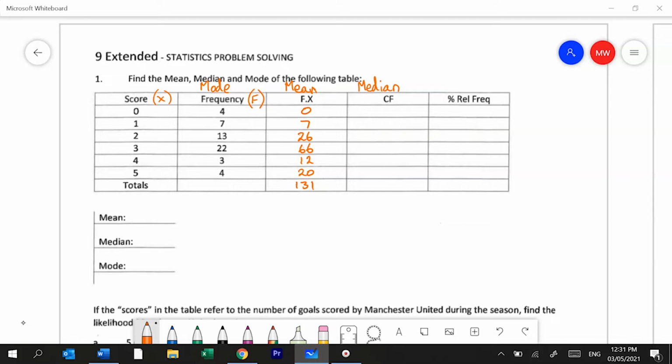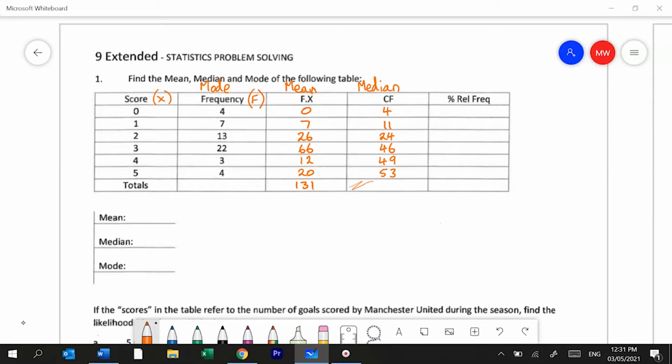Okay. Next, we're going to do the cumulative frequency column. Cumulative means growing, so it's as the frequency grows. So we take this 4 over here, we move it over, and we say 4 plus the next number, which is 7, is 11. 11 plus 13 is 24. And we allow that to keep growing in the same way until we hit the total.